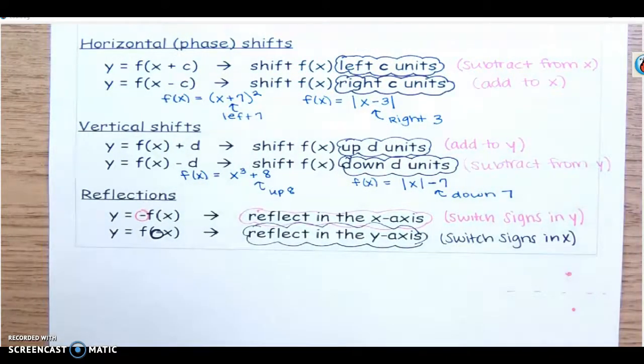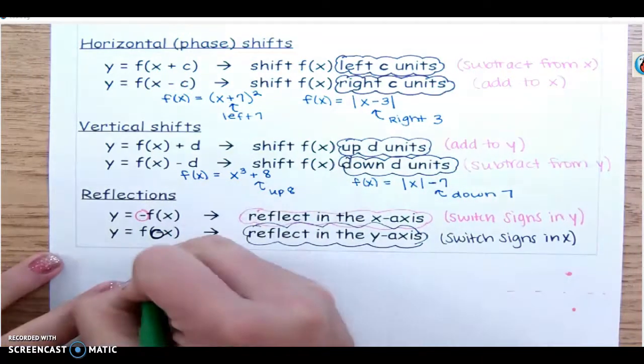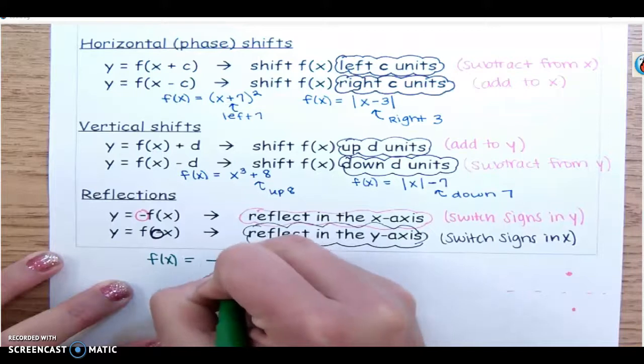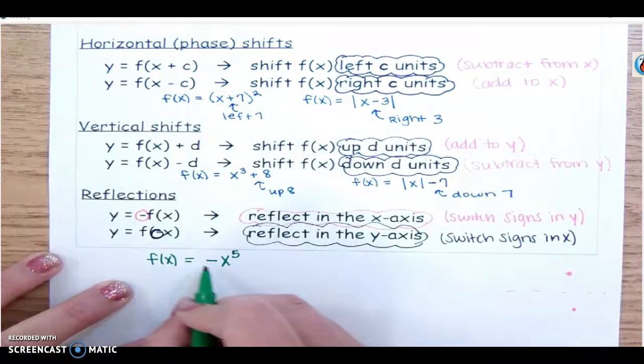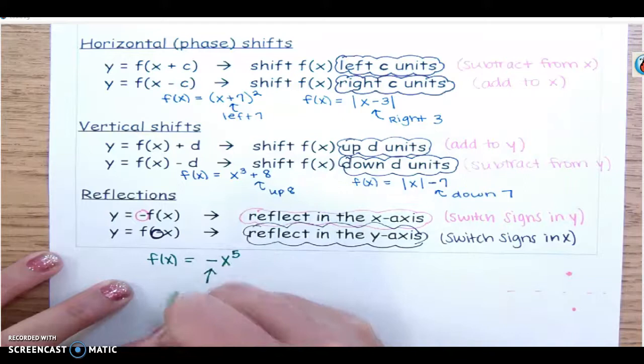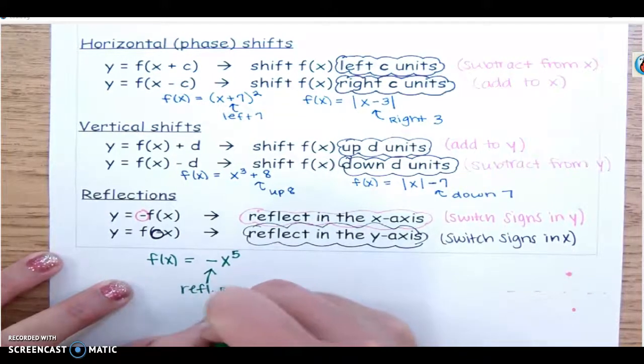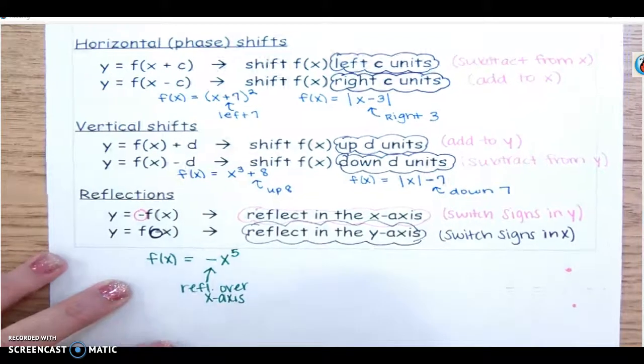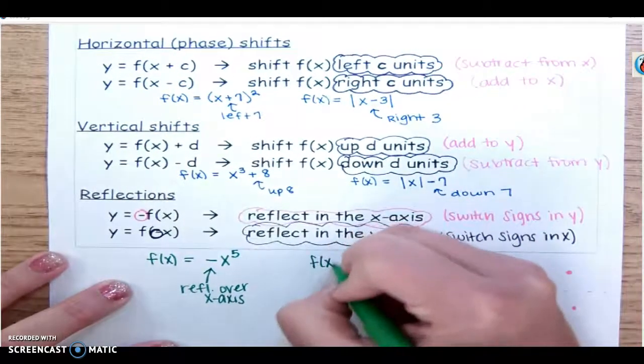Okay, so let me give you an example of that. So let's say we have f of x equals negative x to the 5th. Okay, the negative is out front, so that means we're going to reflect over the x-axis.